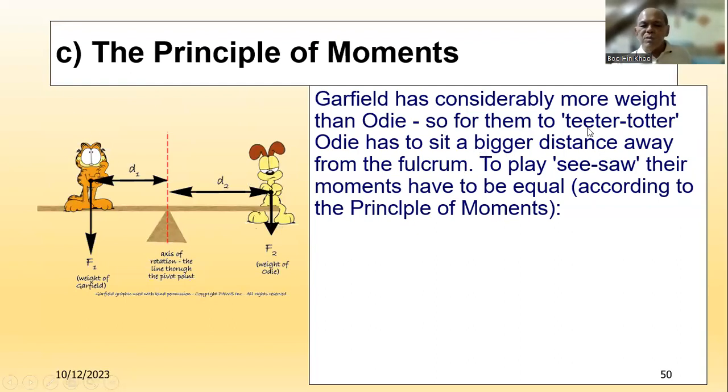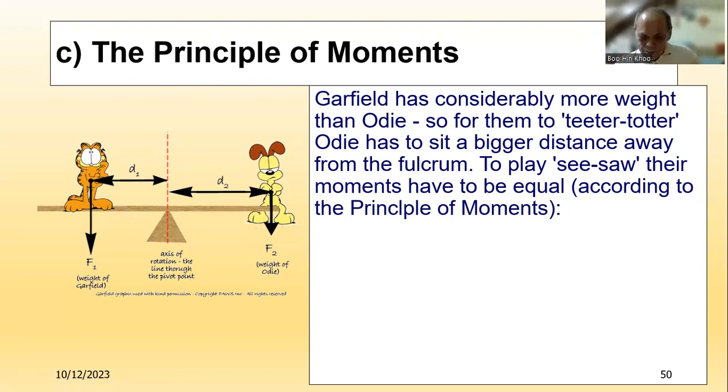So for them to teeter-totter, Audi has to sit a bigger distance away. Garfield has the heavier weight, Audi the lower weight, so Audi has to be further away, and Garfield at a shorter distance. To play the seesaw, their moments have to be equal. According to the principle of moments, their moments have to be equal. Then you can move up and down.